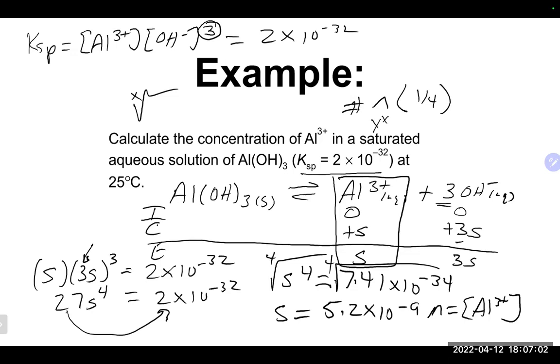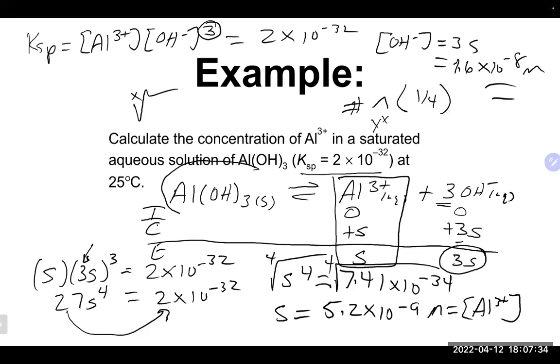Now, it didn't ask for it, but if I wanted the concentration of hydroxide here at equilibrium, what should I do? Yeah, hydroxide would actually be 3S, so we would need to multiply it by 3, which in this particular case would get us like a 1.6 times 10 to the minus 8 molar. Again, the S that you get is actually still the molar solubility of the whole thing.